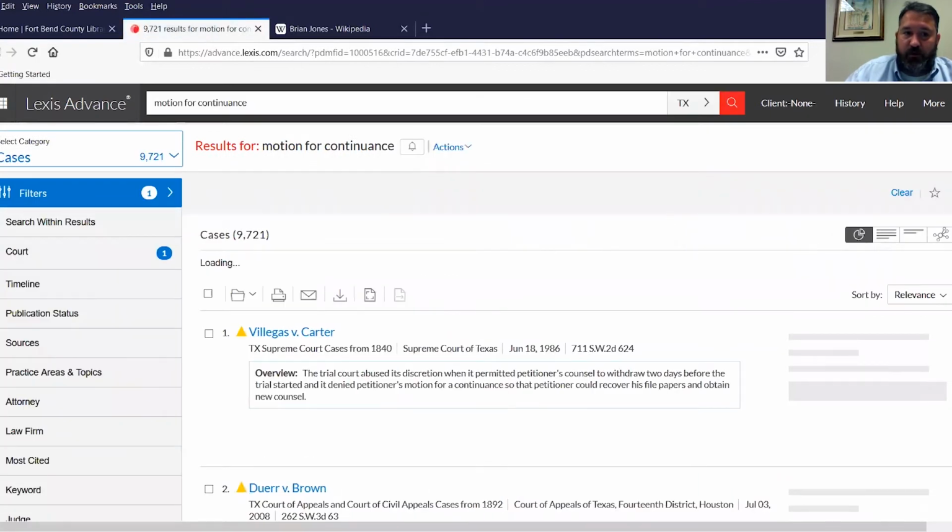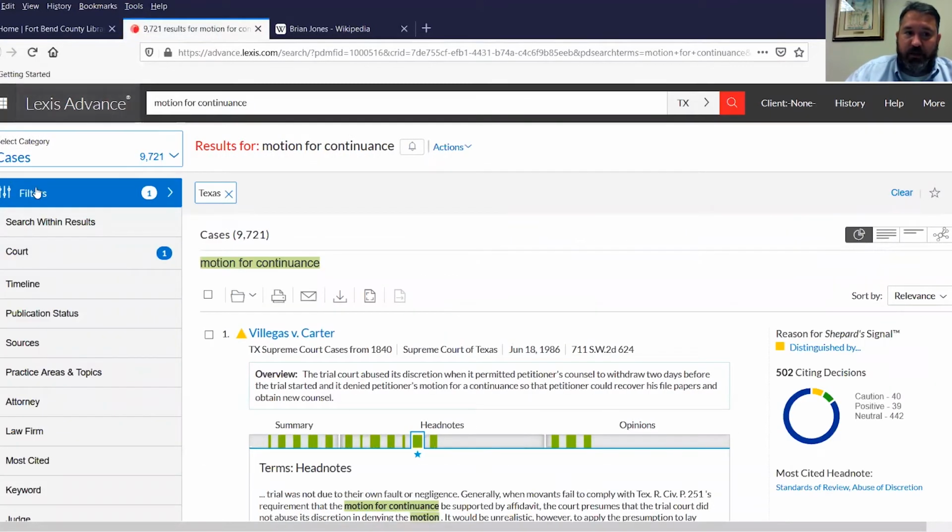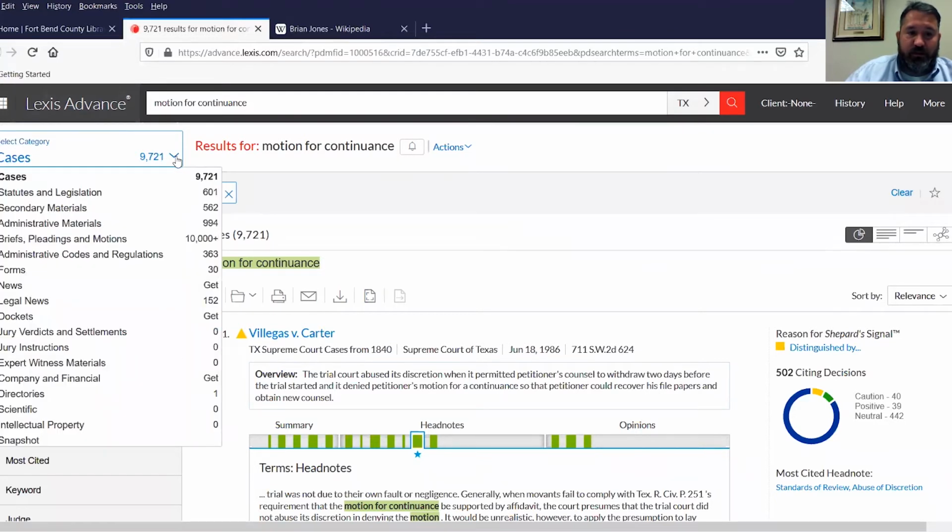And it's come up with, over here in the upper left, the results under particular types of categories. So it always lists cases at the top, and there are 9,721 cases that have been brought up. It's a big issue. It comes up a lot. Lawyers, like anybody else, sometimes procrastinate, and they get close to trial and they panic and they ask the court for a continuance. So it's an issue that comes up pretty substantially, obviously. It's not always about procrastination. There are good reasons as well.